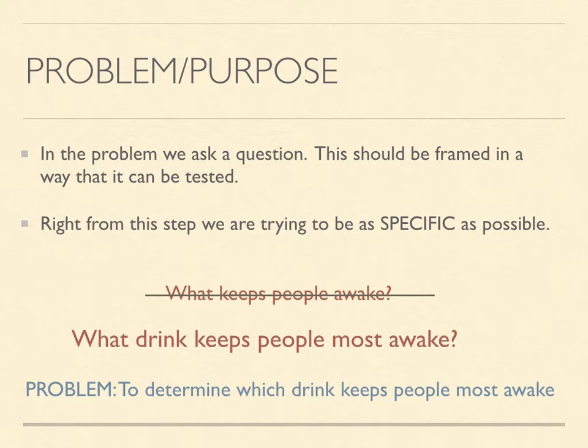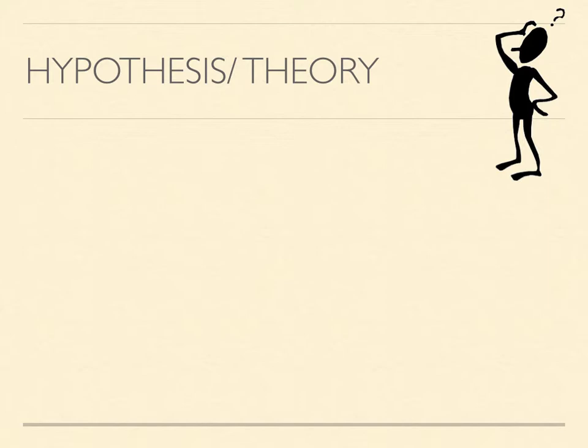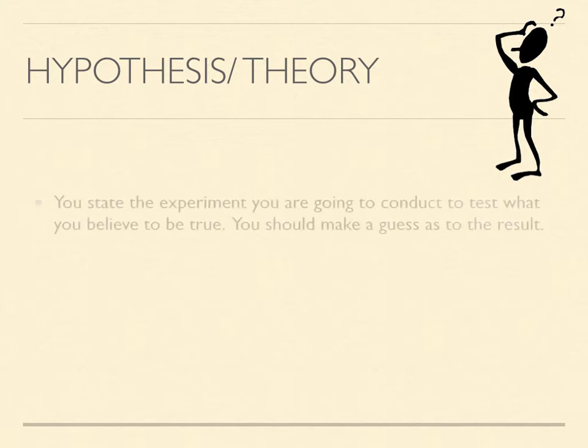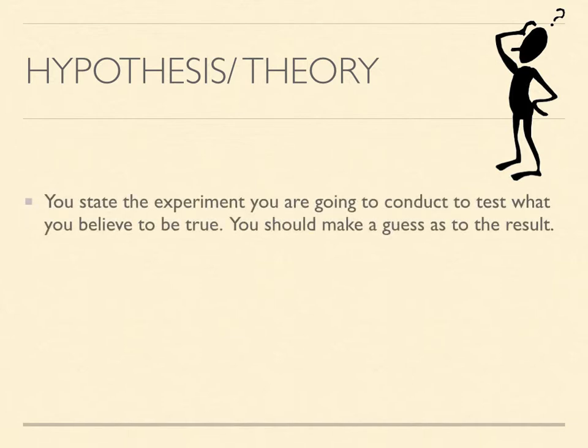But I'm going to refine my thinking a little bit more from that. And I'm going to do that by putting forth a theory or a hypothesis. In this step, we state the experiment that we're going to conduct to test what we believe to be true. So we will be making a guess as to the result of our experiment. This will make your experiment even more specific.